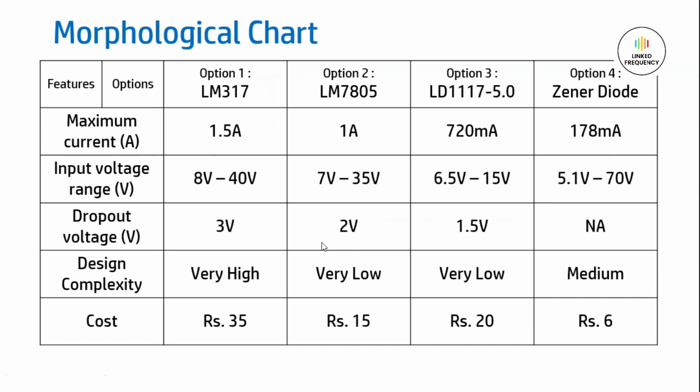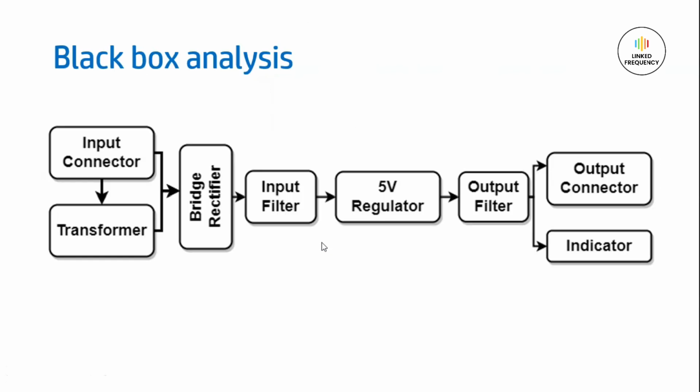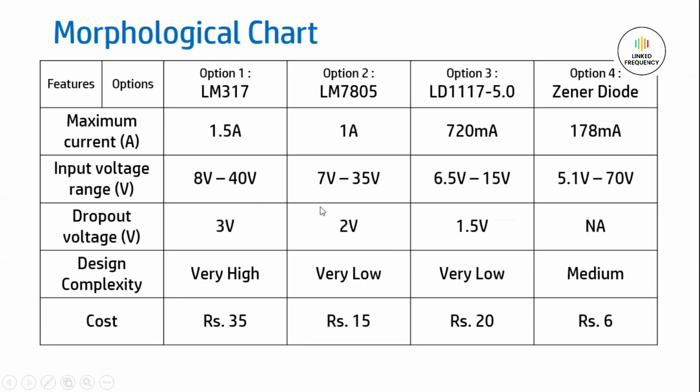Now we will be doing a morphological chart for one component in the black box analysis. Again, we need to do a morphological chart for the transformer, bridge rectifier, capacitors, and also output connectors, input connectors, as well as for the indicator circuit. However, for the sake of simplicity, I am doing only a morphological chart for the 5 volt regulator IC. Here we have multiple options and multiple features to be compared, and this is exactly the same morphological chart that we discussed in our previous tutorial.